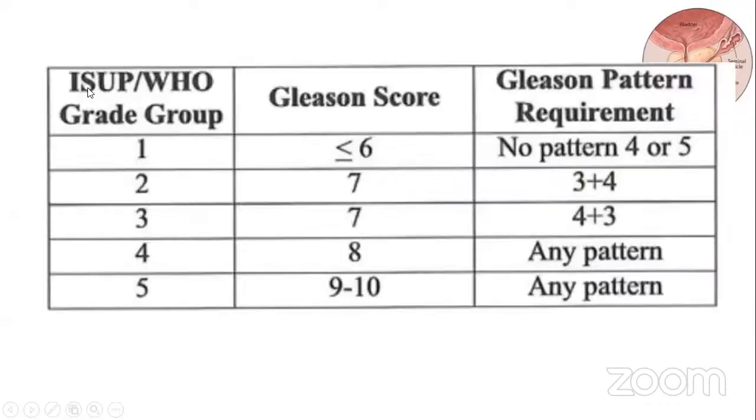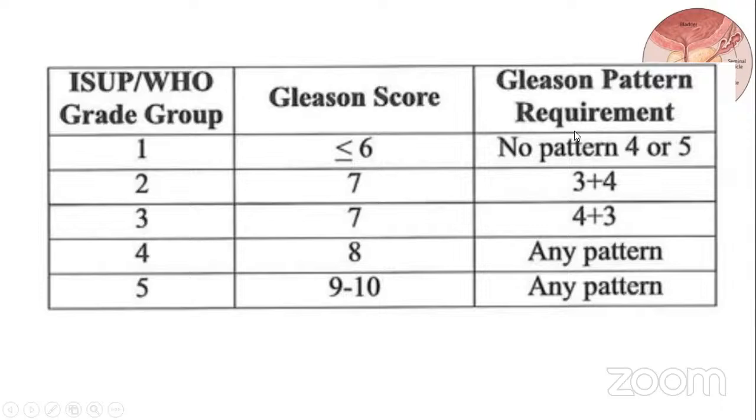So this is the ISUP WHO grading group 1, 2, 3, 4, 5, and this is the Gleason score. Grade group 1 is Gleason score less than or equal to 6, 2 is 7, and 3 is 7, 4 is 8, and 5 is Gleason score 9 to 10. So this is the ISUP WHO grading system.